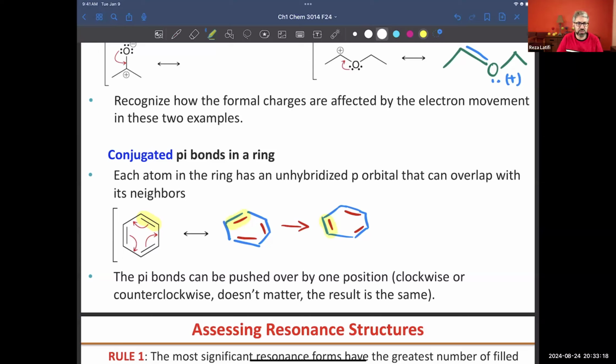And you get a system that we call conjugated. What does it mean? It means that technically you have a system that's involved in a pi bond. And the pi bonds can move. They can actually form a double bond in another position.